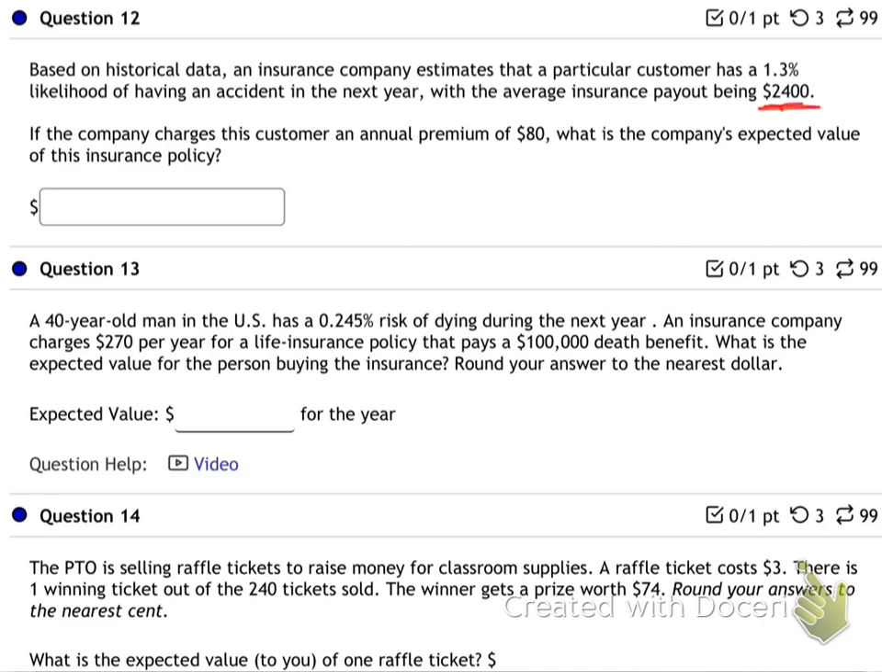$2,400 average insurance payout, chance of having an accident 1.3%. If the company charges this customer an annual premium of $80, who do they charge $80 a year to for car insurance?